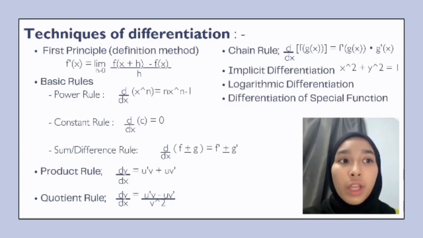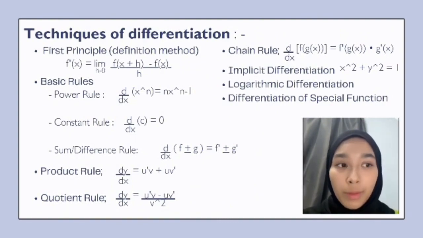Other than that, we also have the chain rule. This rule is applied when we have a function inside another function, also known as a composite function. Besides that, there is implicit differentiation, which is used when variables like x and y are mixed together in one equation. Also, we have logarithmic differentiation, which is useful for more complicated functions involving powers, multiplication, or division. Lastly, differentiation can also be applied to special functions such as trigonometric, exponential, and logarithmic functions.